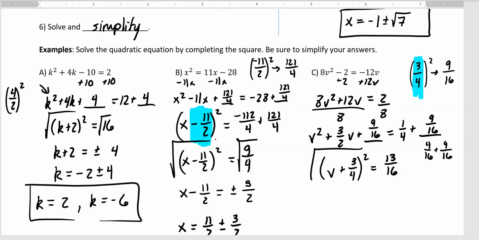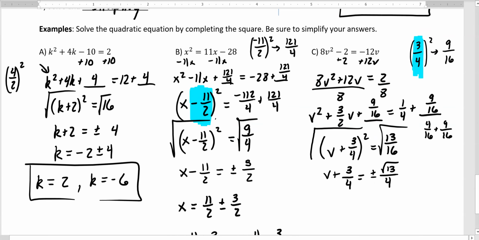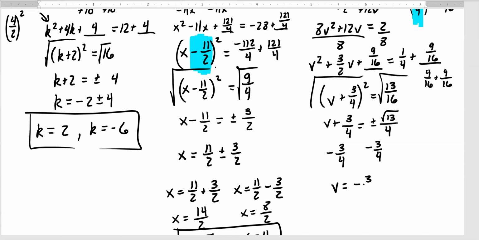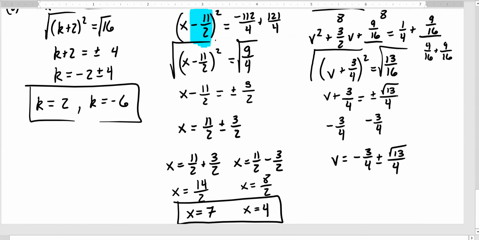All right, take the square root of both sides, and I get v plus 3 over 4 equals plus or minus the square root of 13 over 4. Now this actually kind of works out well. We should always get the same denominator. If we get different denominators, we're either not fully simplified or we did something wrong. So I will subtract 3/4 from both sides here. And when I do that, I get v equals negative 3 over 4 plus or minus the square root of 13 over 4.